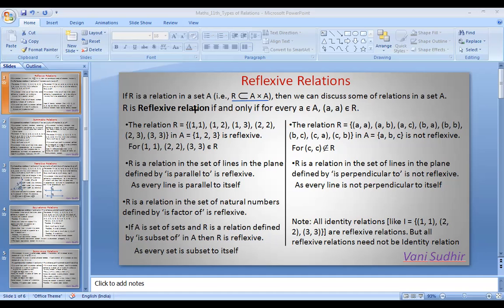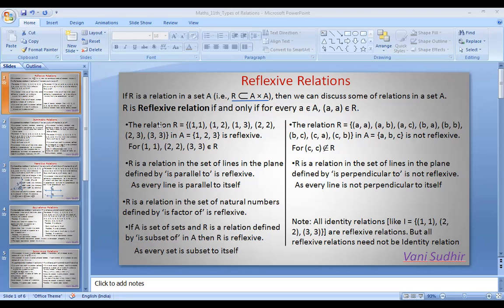Reflexive relation, how will we define it? R is reflexive if and only if for every a belongs to A, if you take any element in the set A, then (a, a) will be there in the relation. That means a is related to a itself. We have given so many examples.